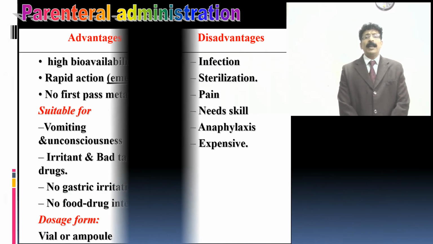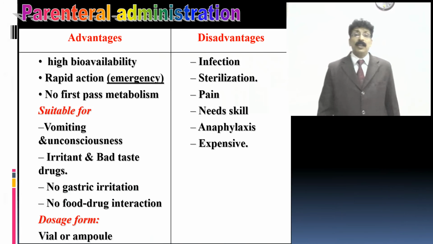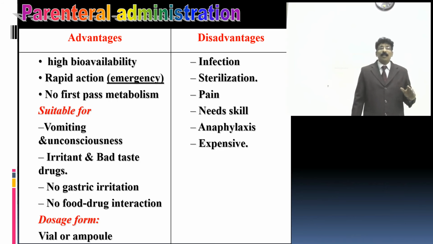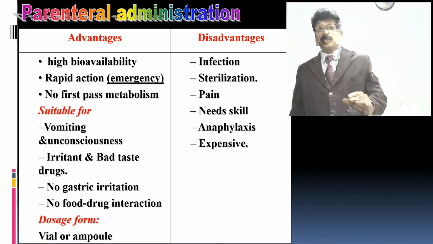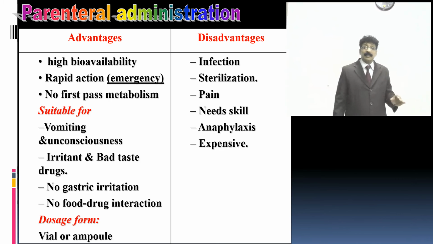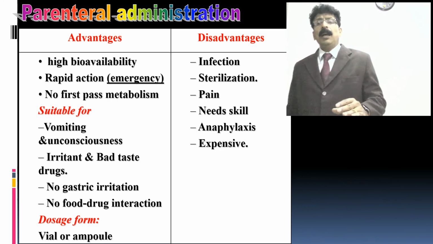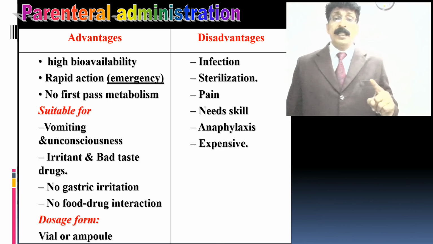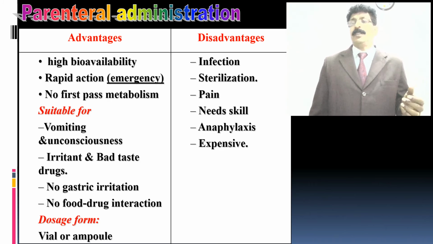Parenteral administration, what is the advantage? High bioavailability, 100% bioavailability, rapid action, useful in emergency, no first pass metabolism because it doesn't enter the GIT, and suitable for vomiting and unconscious patients. Irritant and bad-tasting drugs can also be given by the parenteral route. No gastric irritation, no food-drug interaction, and ampoule doses are available. Disadvantages: infections, sterilization is a must, pain, need for skill, anaphylactic shock, and expensive. These are all disadvantages.